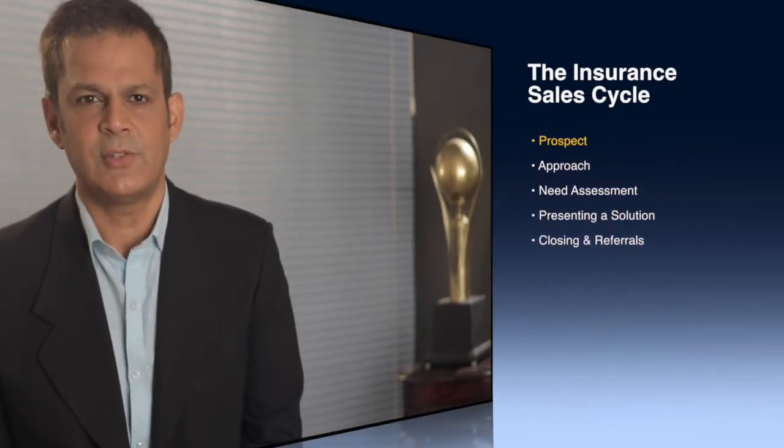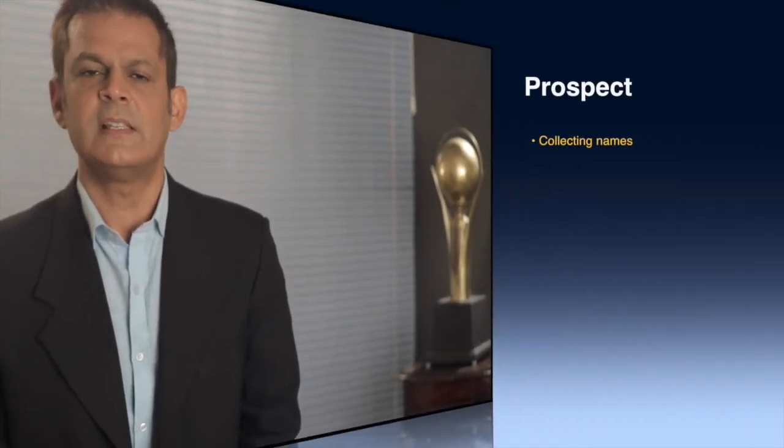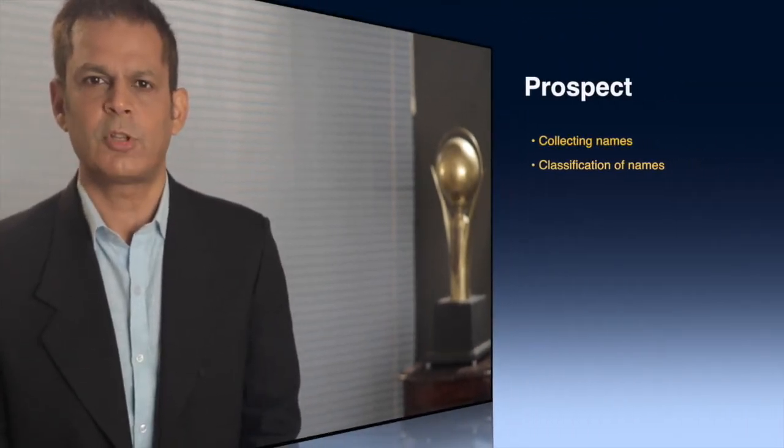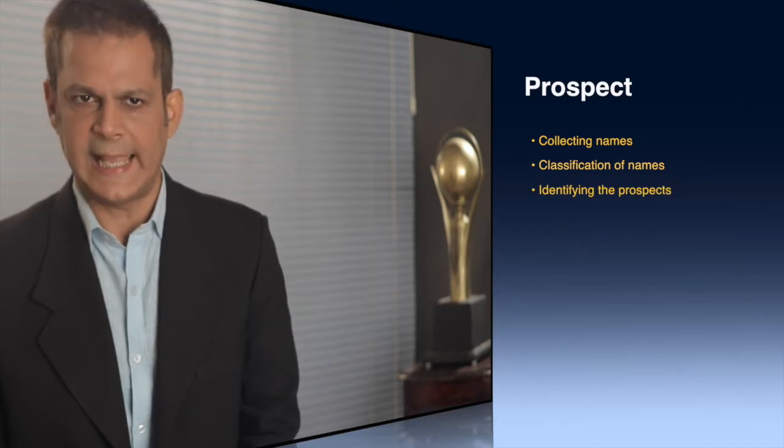In this section, we get a good look at the prospect stage of the sales cycle. Prospecting is, in simple terms, finding the people who might need your services as a financial advisor. This could be your family, your friends, your colleagues, anyone. How does one go about this process? It involves 3 steps: collecting names in a broad list, classification of these names, followed by creating a prospect list of the most likely candidates.